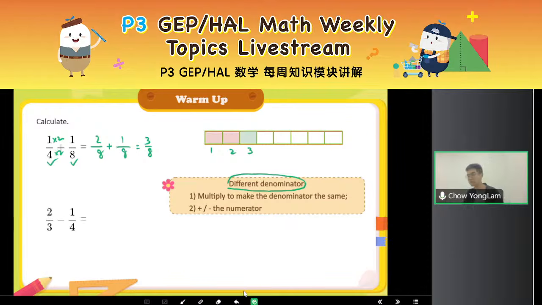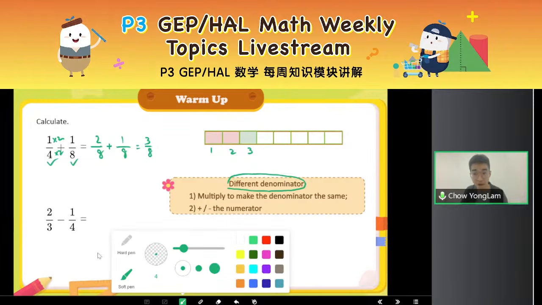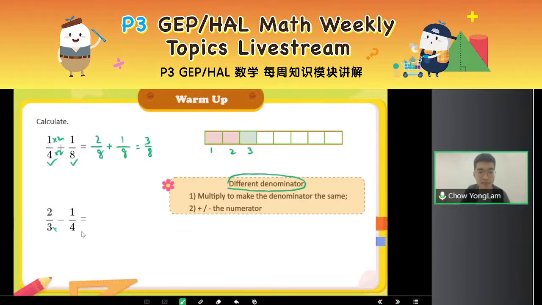And then how about 2 over 3 minus 1 over 4? Now, the denominator is still different. We need to make the denominator the same by multiplication. 3 times something and then 4 times something. Can you tell me what denominator will you choose? If you see 3 and 4, you need to multiply both numbers until they reach a same denominator. What denominator will you choose?